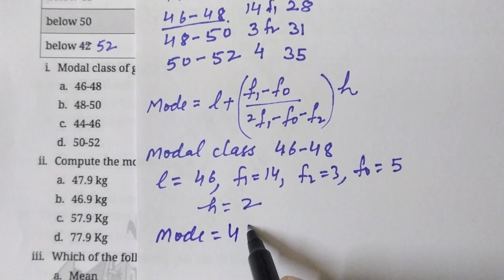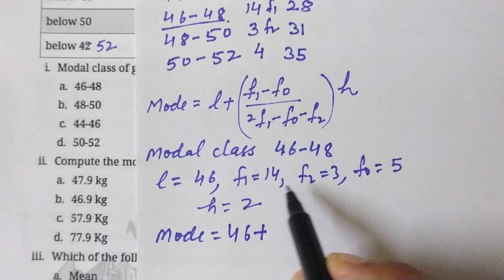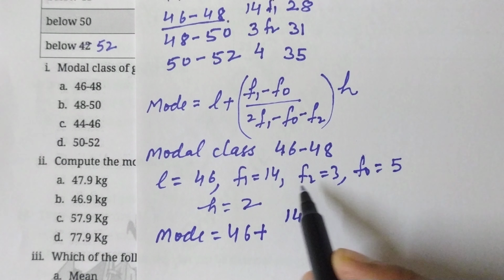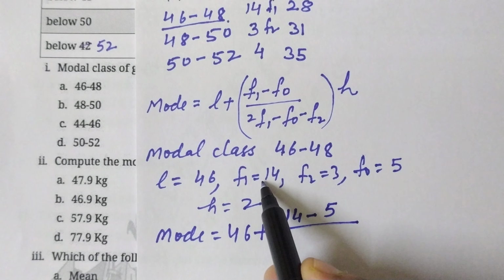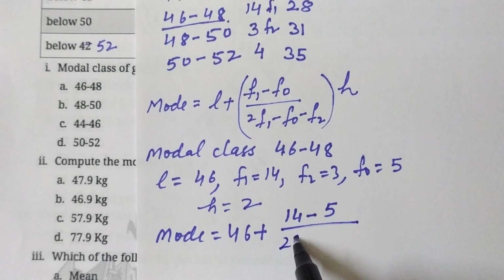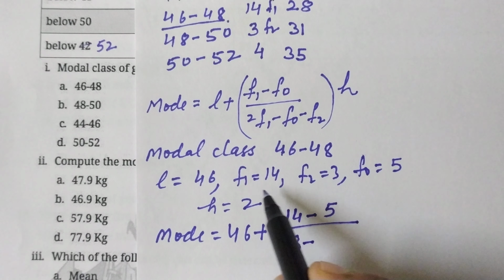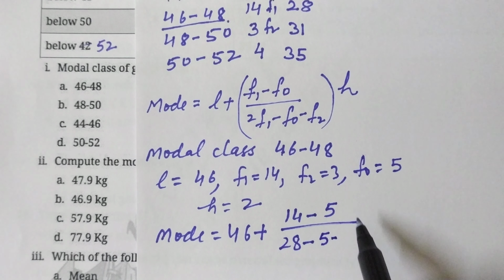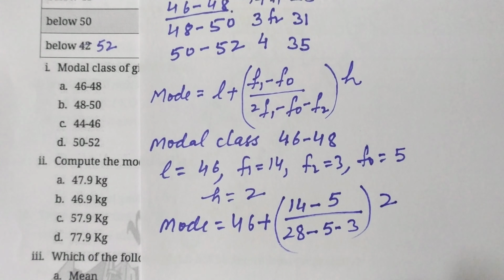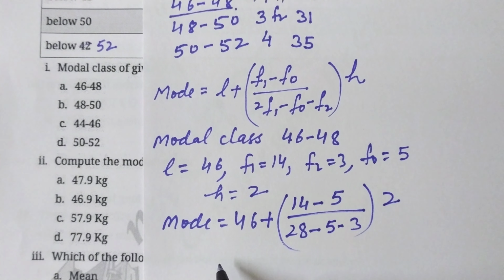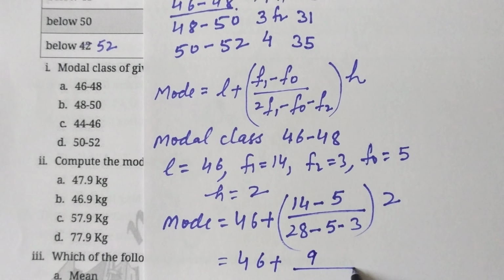L is 46 plus (f1 that is 14 minus f0 that is 5) over (2f1 that is 2 into 14) 28 minus f0 that is 5 minus f2 that is 3, into h. H is 2. So we have to learn this formula first of all. Then it becomes 46 plus 9 over 28 minus 5 is 23, 23 minus 3 is 20, into 2.